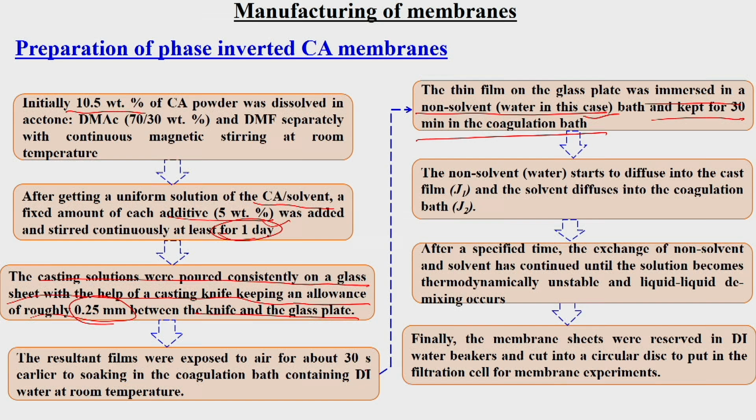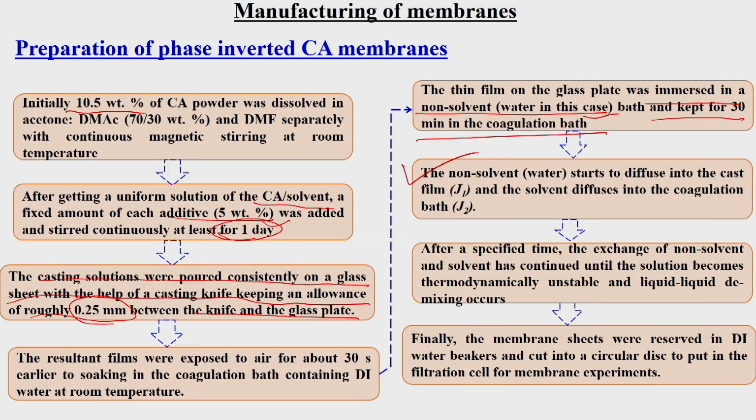Up to this point, it was in the liquid phase, meaning inside the solvent. Suppose the solvent is DMSO, and acetone, DMSO, DMF are there. So, now we are placing this in water. Then what will happen is the non-solvent, water, starts to diffuse into the cast film. Inside the film water will be trying to enter, and at the same time the entrapped acetone, DMSO, DMF will be trying to diffuse out into the coagulation bath.